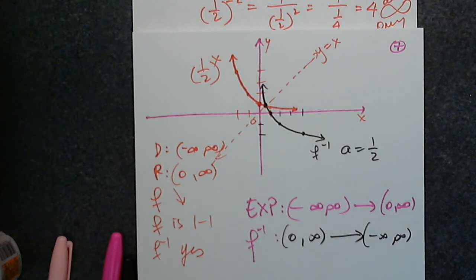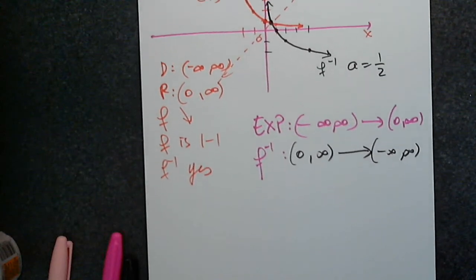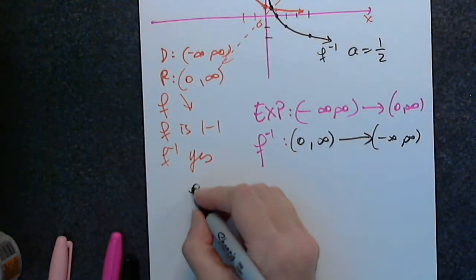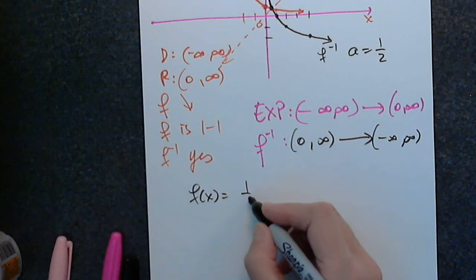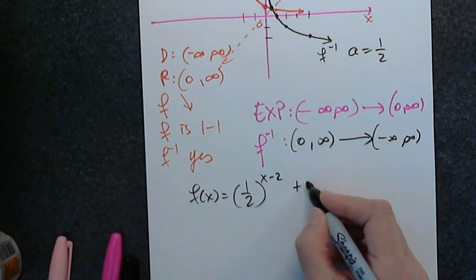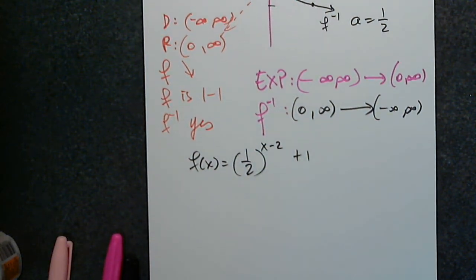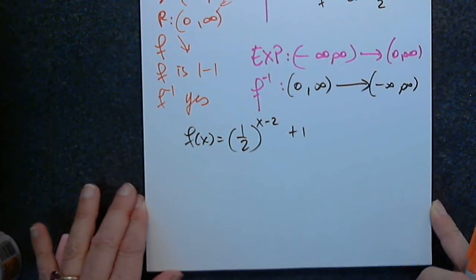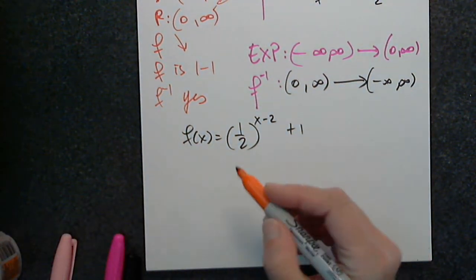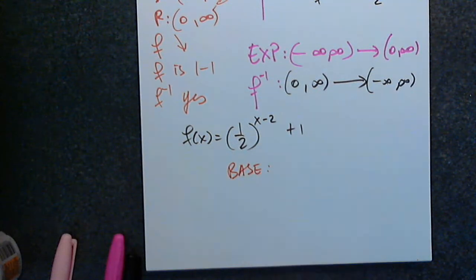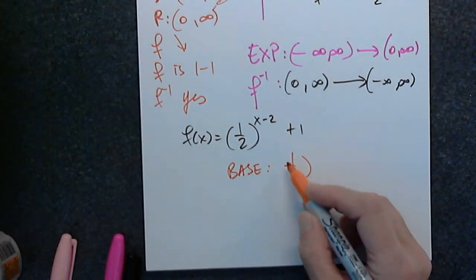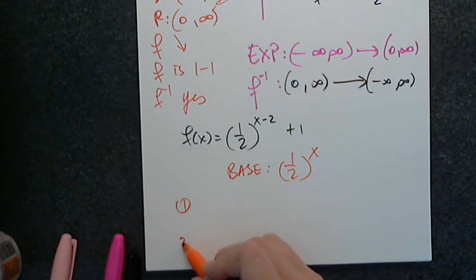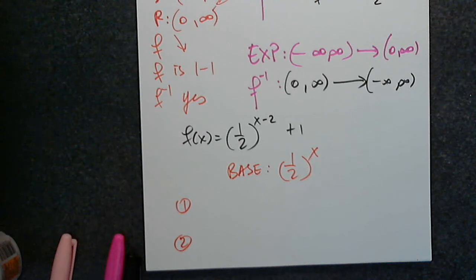Okay, good. So let's look at a quick transformation. Let's say f of x equals 1/2 to x minus 2 plus 1. And this time I'm not going to ask to determine the x and y intercepts algebraically unless you want to. We can. So base function, please. Yes, 1/2 to the x power. Transformation 1, and transformation 2. This has only 2 transformations.